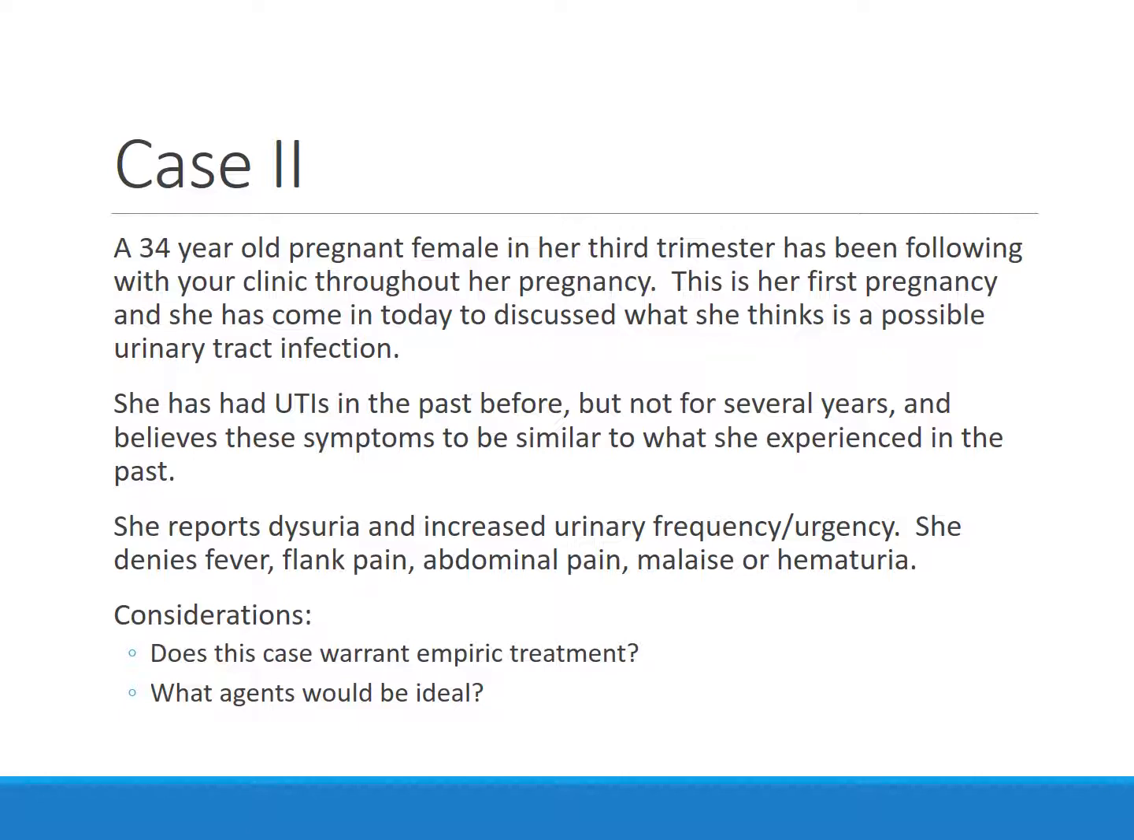Macrobid, Macrobid, Macrobid. That should be your first line thinking. Macrobid has awesome E. coli coverage. It's like 98% of E. coli strains locally are susceptible. 95 to like 98%, depending on what you look at.